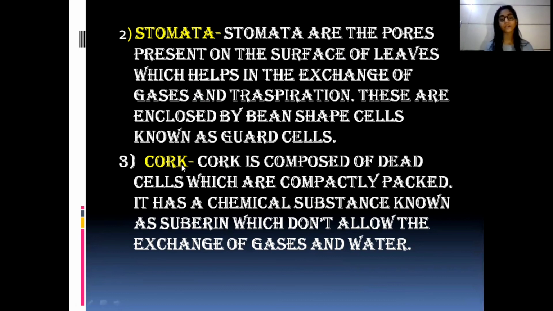Then we have cork. Cork is composed of dead cells which are compactly packed. It has a chemical substance known as suberin, which does not allow the exchange of gases and water. This cork is really very important, and it is very important to remember the name of the chemical substance, that is suberin. It is asked in most of the exam papers.